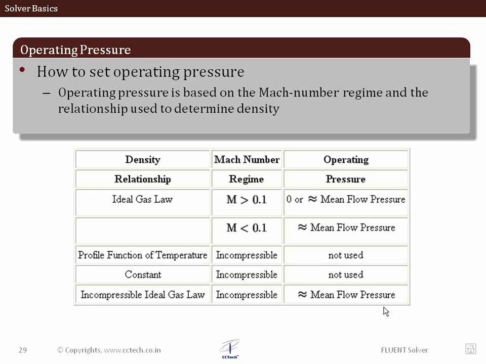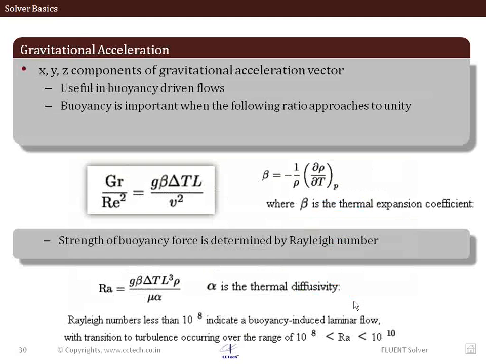So there are two specific cases in which we should assign an appropriate and accurate value of the operating pressure. These are cases in which the Mach number is quite low and the ideal gas law is being used. Or in another case, let's say I'm using the incompressible ideal gas law. In that case, the mean flow pressure has to be accurately given as the operating pressure, because that will be used for calculating the density variation.